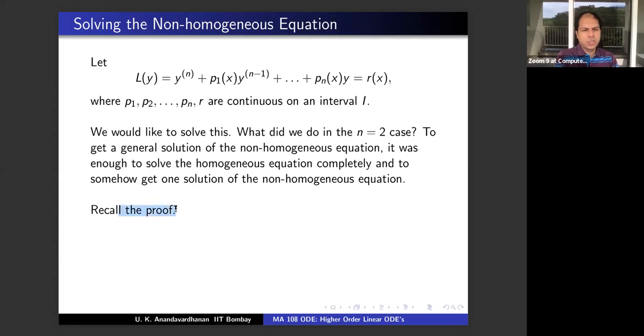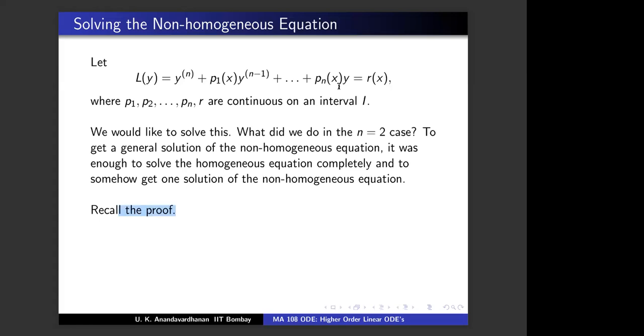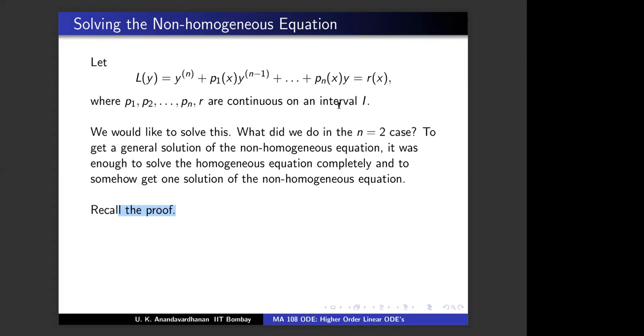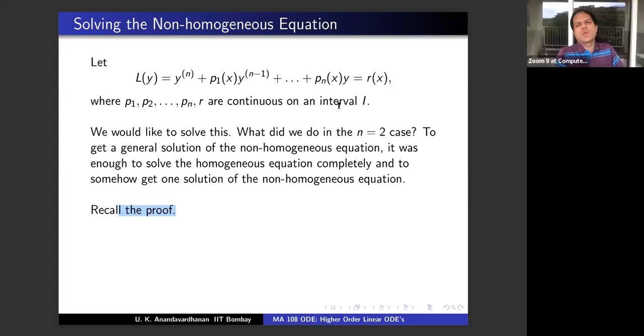If f is one solution and y1 and y2 are solutions of the homogeneous equation, how did you do this? Take two functions which satisfy the non-homogeneous equation, f and g. If f is given and g is another function satisfying the non-homogeneous equation, then g minus f satisfies the homogeneous equation, and g minus f can be written as c1 y1 plus c2 y2. Therefore, g equals f plus c1 y1 plus c2 y2.